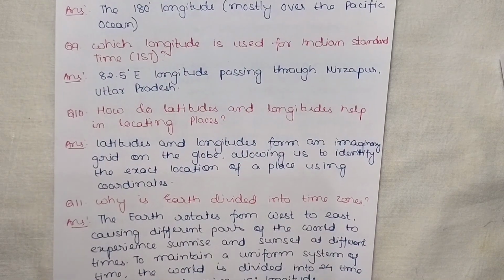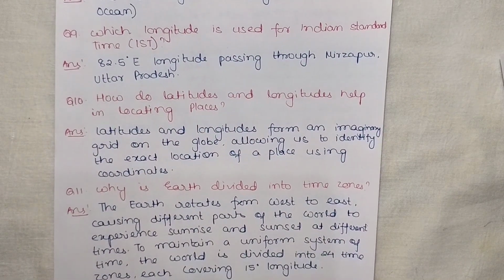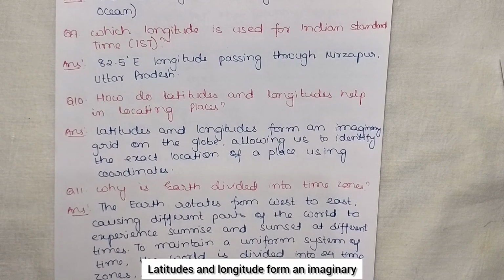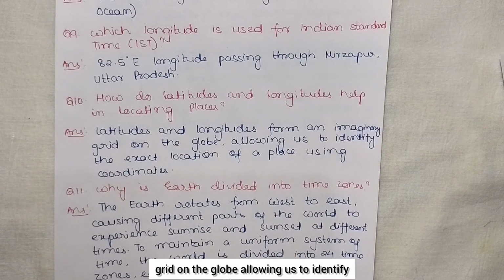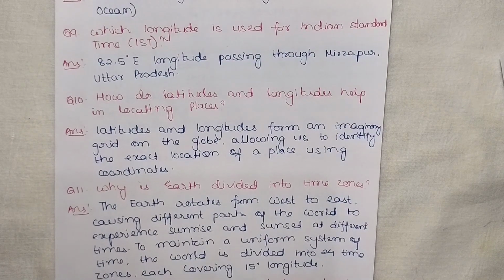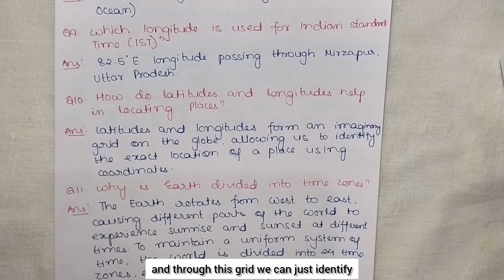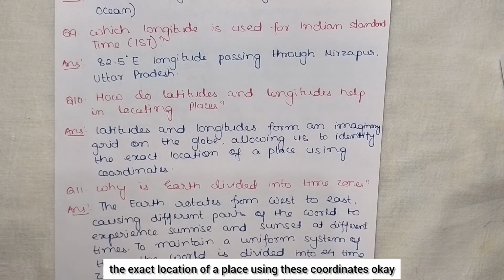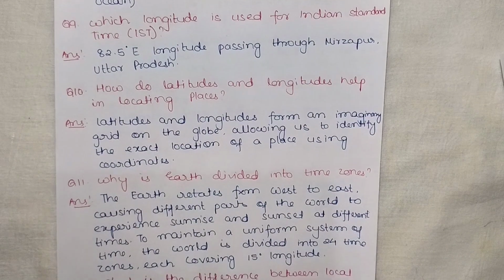How do latitudes and longitudes help in locating places? Latitudes and longitudes form an imaginary grid on the globe, allowing us to identify the exact location of a place using coordinates. So it forms a grid, and through this grid we can identify the exact location of a place using these coordinates.